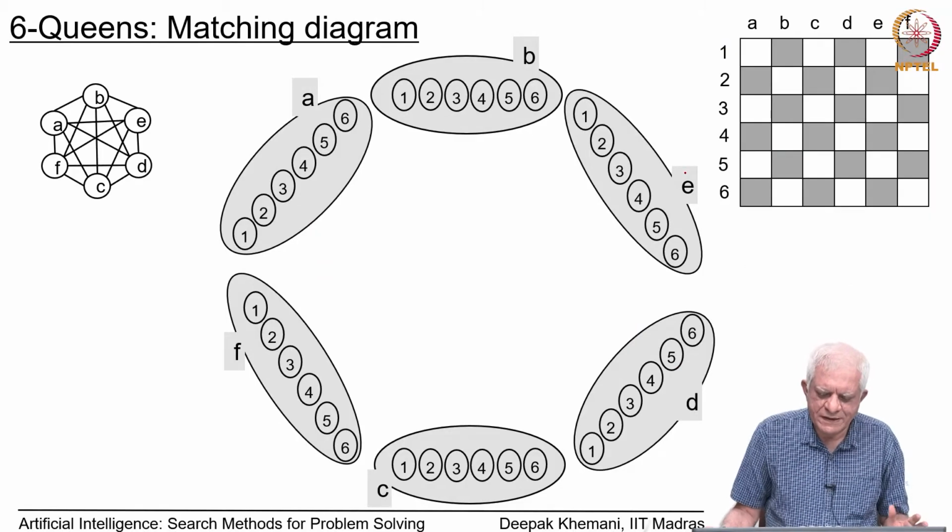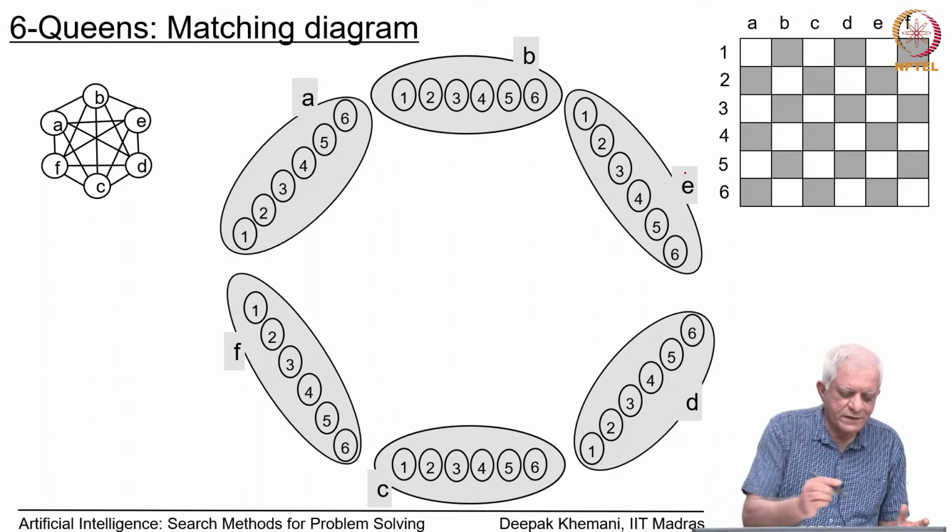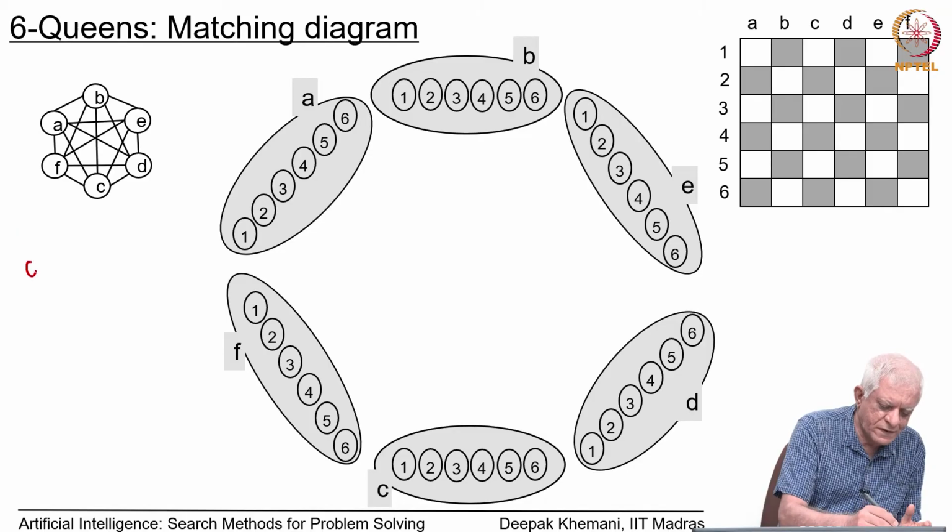So, what about the matching diagram? Now we have the 6 queen problem here, and here you have the constraint graph.